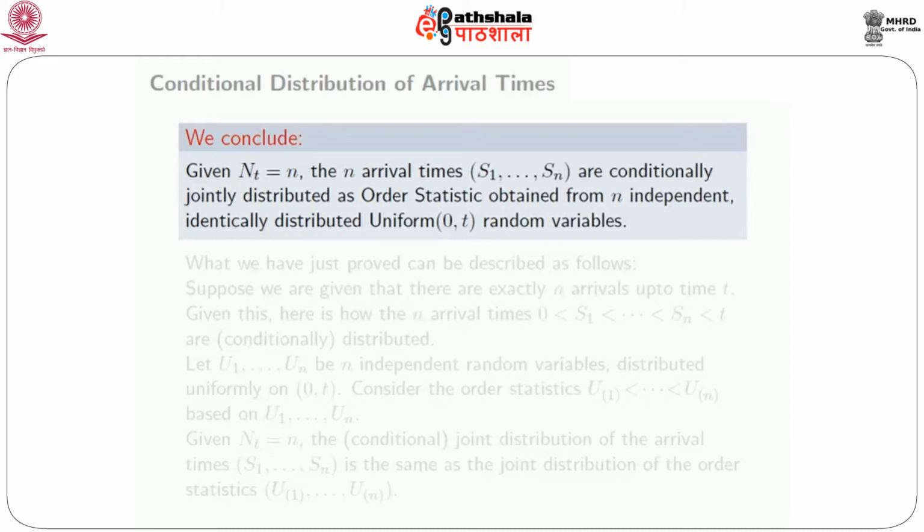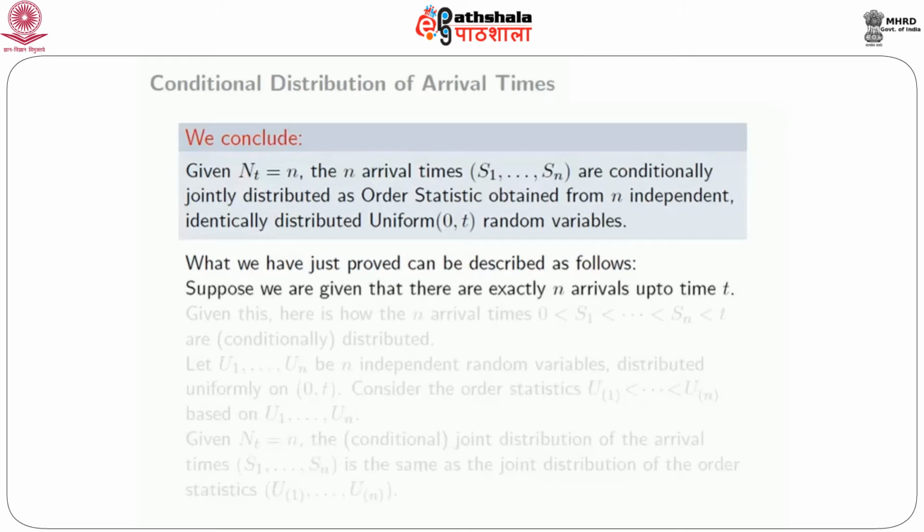So what we have just proved can be described as follows. Suppose we are given that there are exactly n arrivals up to time t. Given this, here is how the n arrival times S1 less than S2, etc., less than Sn less than t are conditionally distributed. Let U1, U2, ..., Un be n independent random variables distributed uniformly on 0 to t. Consider the order statistic based on U1, U2, ..., Un.